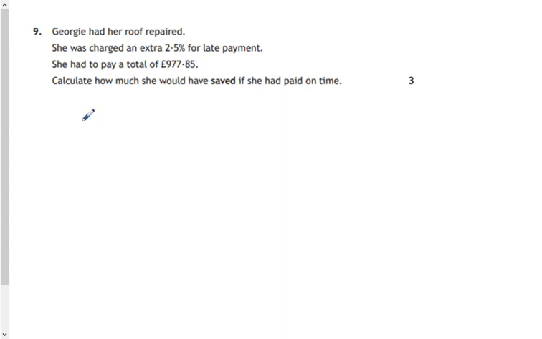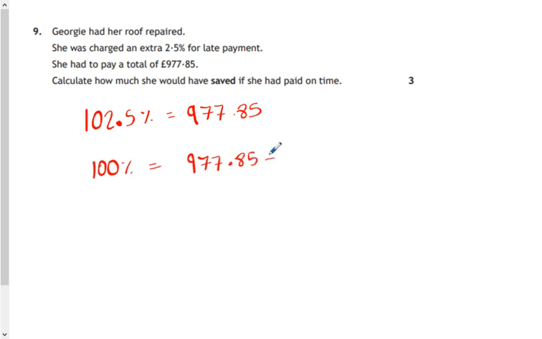So she actually paid 102.5%, which was 977.85. So really what she wanted to pay was 100%, so 100% is going to be 977.85 divided by 102.5. That'll give us what 1% would be, and then we'll times that by 100.